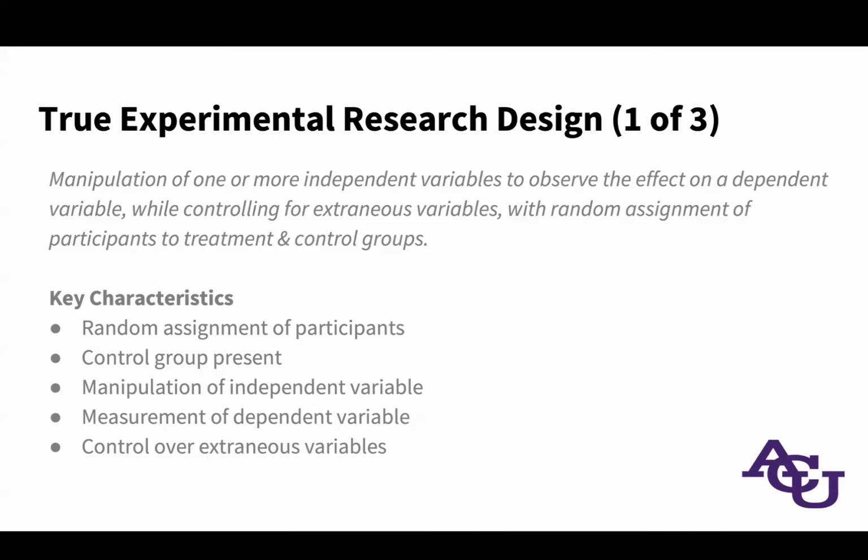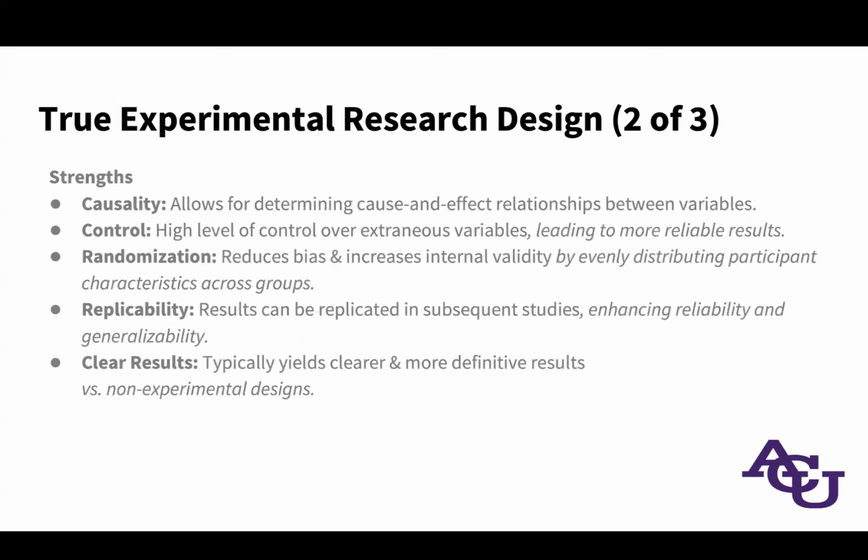Now, our key characteristics, that random assignment of participants, we must have that control group. We're going to be manipulating the independent variable. We'll be watching that dependent variable to see how that changes. And we're going to try and minimize extraneous variables through assorted means.